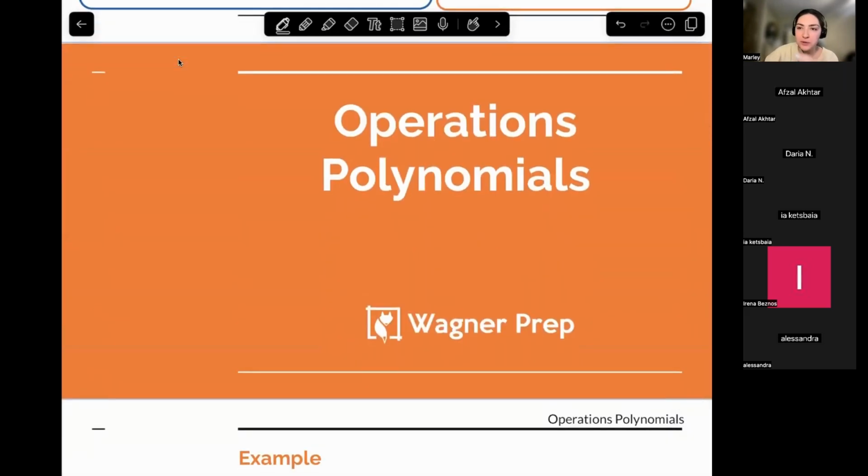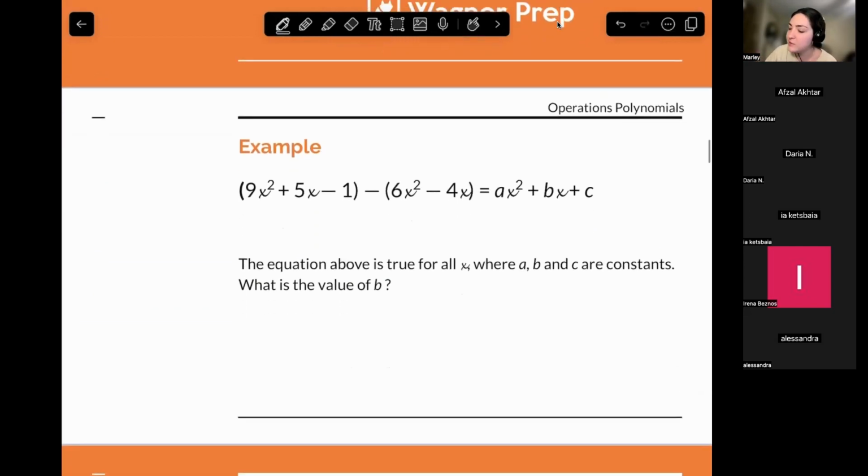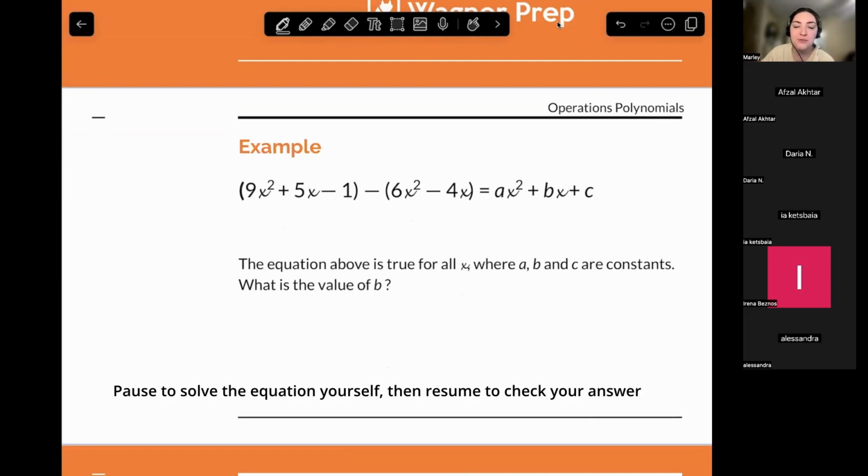Operations with polynomials. So it's technically advanced math. It's not usually the hardest thing, but it's just adding up your like terms, making sure they're corresponding with either side. So something like this, they're doing operations with polynomials on the left. They say it's going to equal the stuff that we see on the right. How do we figure out what B is? How would we do that?